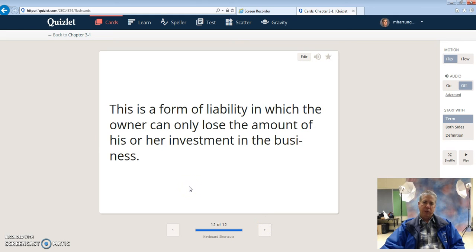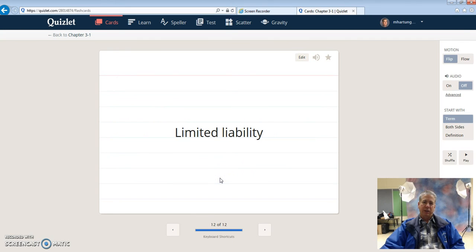And our last one. This is a form of liability in which the owner can only lose the amount of his or her investment in the business, and that is limited liability. And that's a big advantage of a corporation, is that you can be an owner in a corporation and have limited liability. So there's a quick run through of Quizlet for section 3-1, and we will focus and spend more time talking about corporations. And what you'll want to do as far as the note guide goes and getting ready for your quiz is to make sure you understand some of the advantages and disadvantages of the sole proprietorship and the partnership.